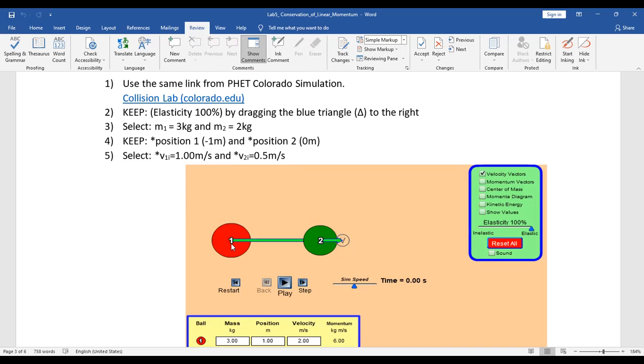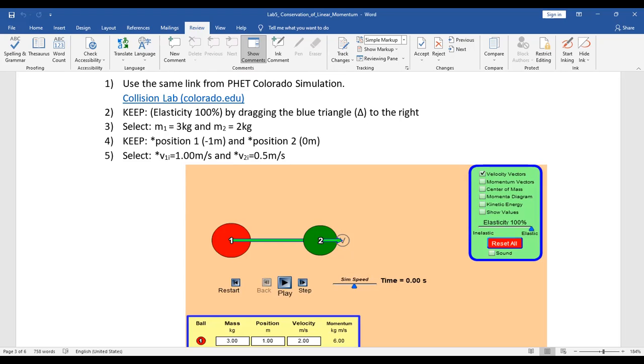Let's start. You can see the velocities change to 0.6 and 1.1. We can go back to our table. M1, as we see, is 3 kilograms, and M2 is 2 kilograms. After the collision it was 1 and 0.5, then 0.6 and 1.1. Then we can find the initial momentum.